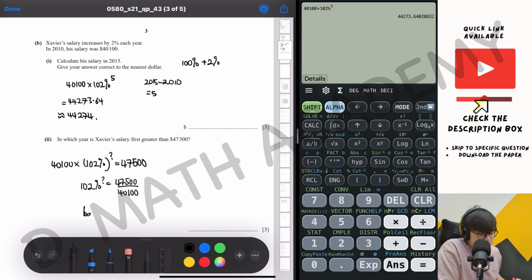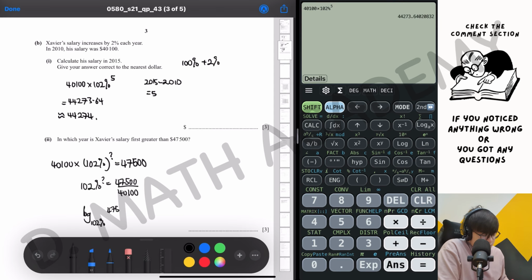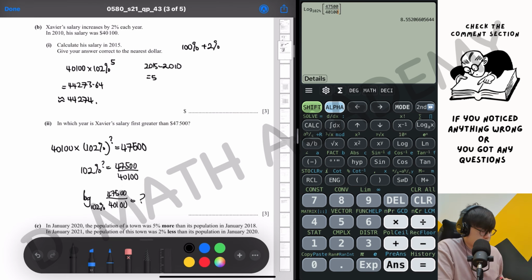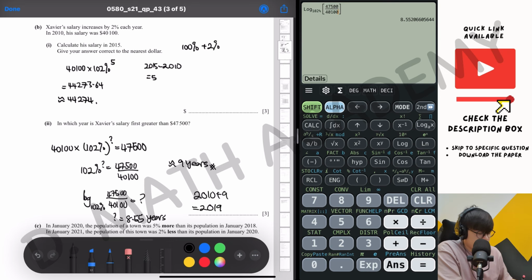Okay, and then I will be using logarithm here. Log 102% of 475.00 over 401.00 gives the number of years. So the final answer will actually be 8.55 years. But since there's no 8.55, you must round up to the nearest, which is about 9 years later. So for 9 years, it will be 2010 plus 9, 2019 as the final answer.